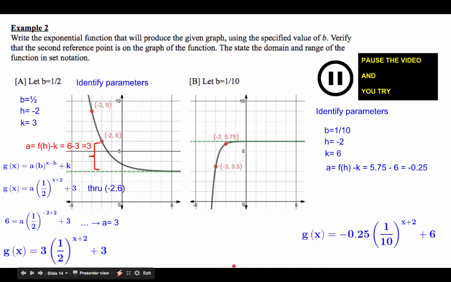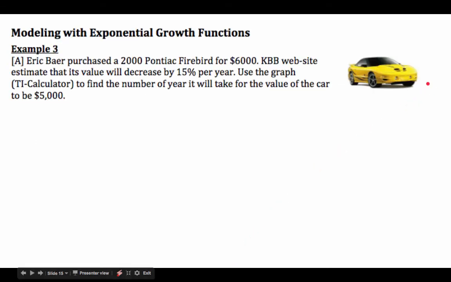Okay. All right. So we got a word problem here. Eric Bear purchased a 2000 Pontiac Firebird for $6,000. The KBB website estimates that its value will decrease by 15% per year. Graph using the TI calculator to find the number of years it will take for the value of the car to be $5,000.